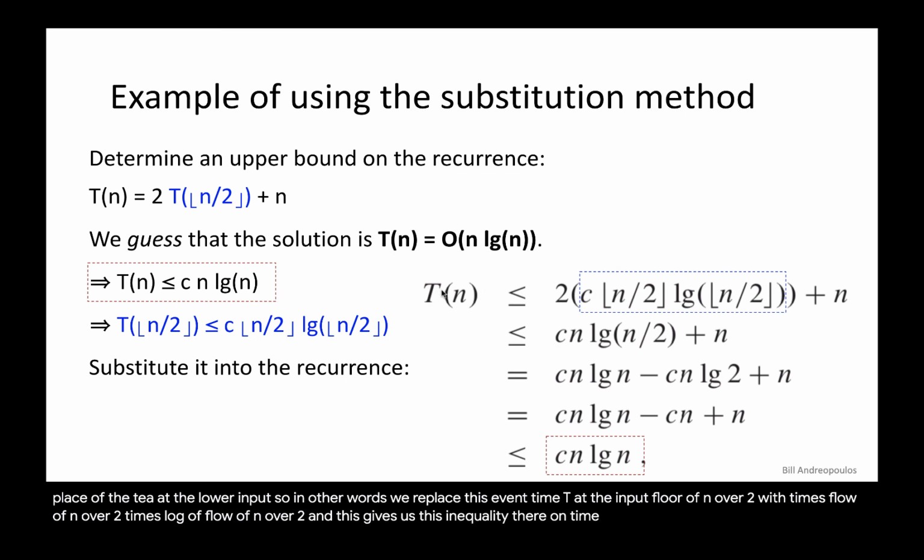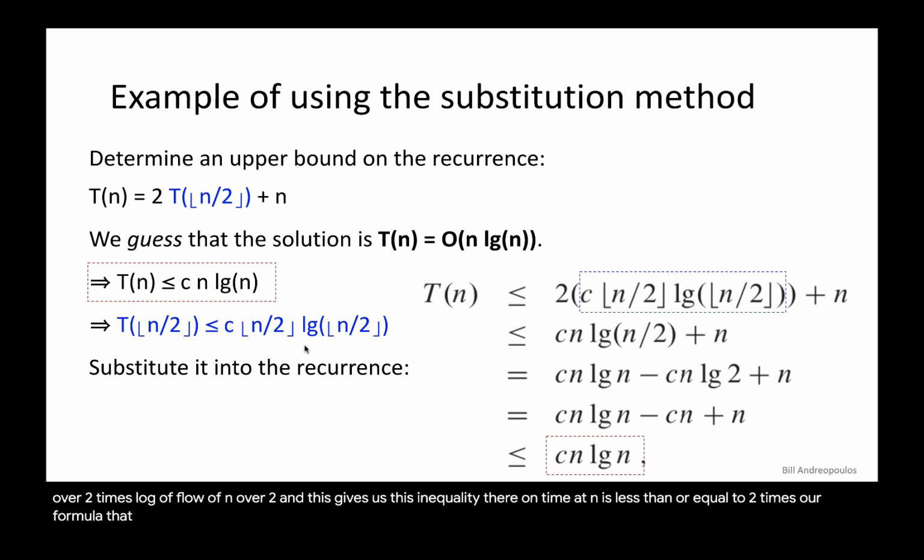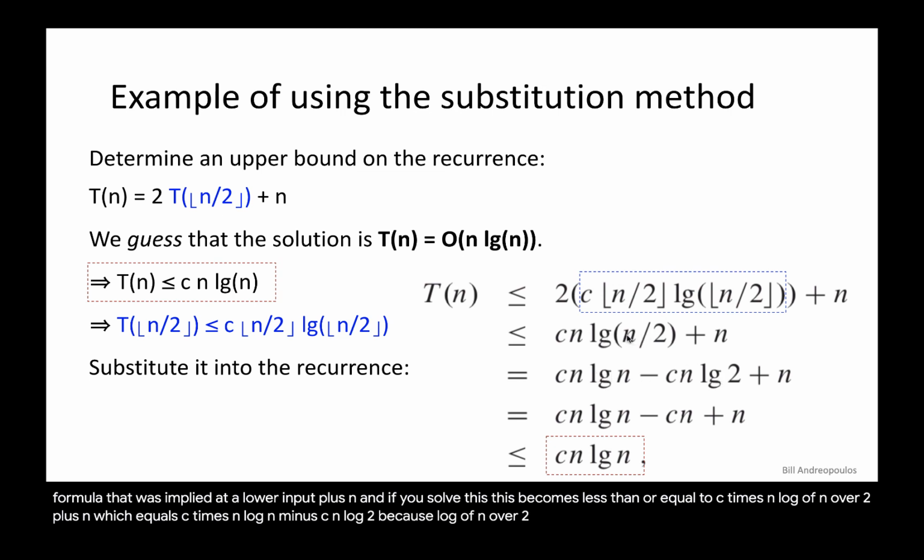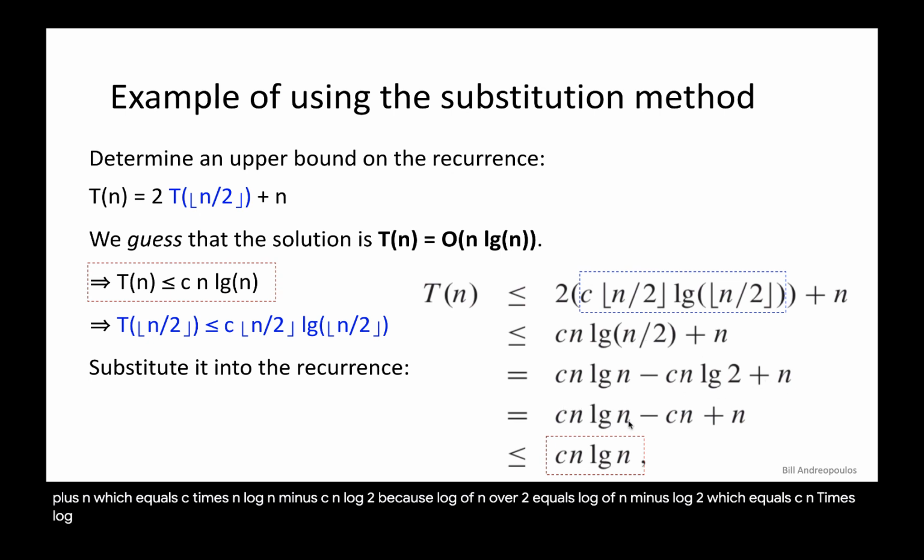The runtime at n is less than or equal to 2 times our formula that was implied at a lower input, plus n. If you solve this, it becomes less than or equal to c n log(n/2) + n, which equals c n log n - c n log 2 + n, because log(n/2) equals log n minus log 2. That equals c n log n - c n + n, because log 2 equals 1. And that is less than or equal to c n log n, which is exactly what we had to prove.